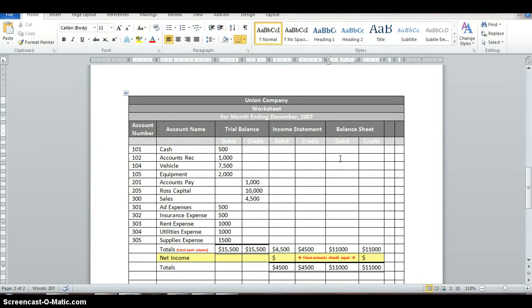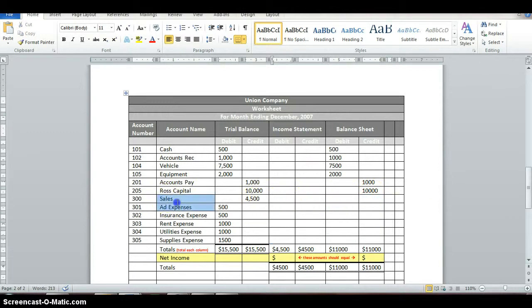So if I have a debit balance of $500 for cash, I move that over to my balance sheet debit column. Same with accounts receivable, same with vehicle, equipment. And now I have accounts payable with the credit balance and capital with the credit balance and sales with the credit balance. Okay, oops, sorry, I said, okay, so I want to save my revenues and expenses for my income statement. So don't be copying your sales over to your balance sheet because that's part of our income statement.